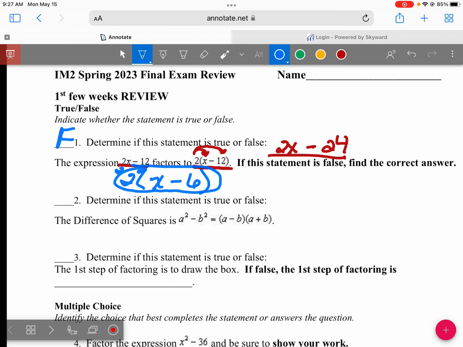Okay? Here's what I would suggest. If you're not sure and they give you this factored form, use distributive property and see if you get the same answer or not. Okay? All right. Next question. Anybody have a specific question? Or I can just go in order. Go in order? All right.